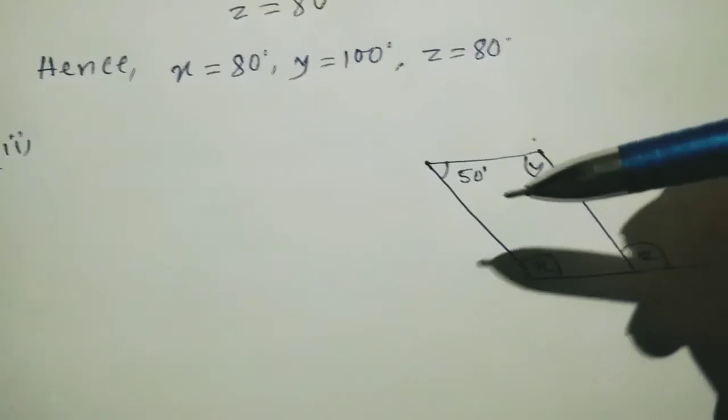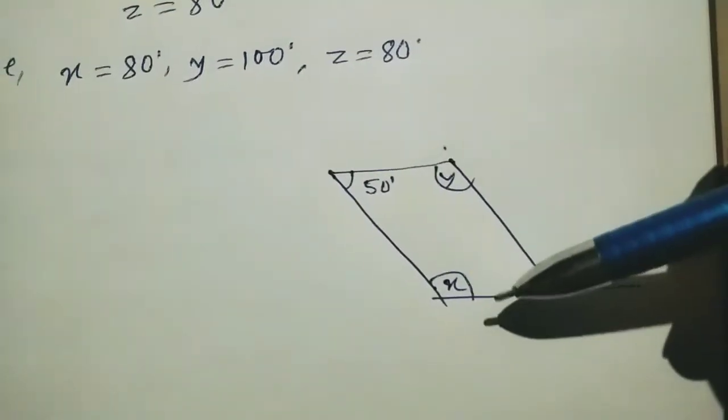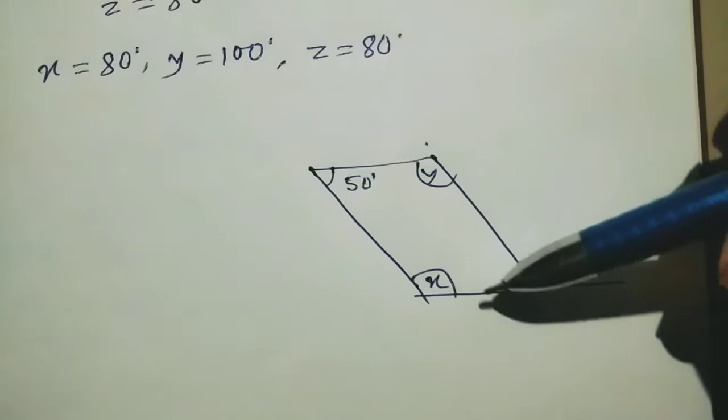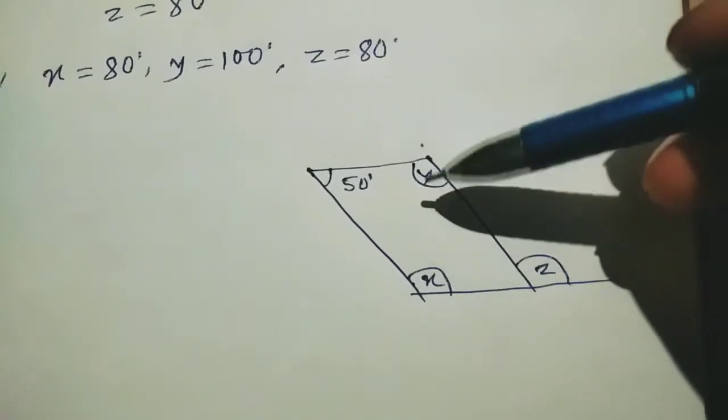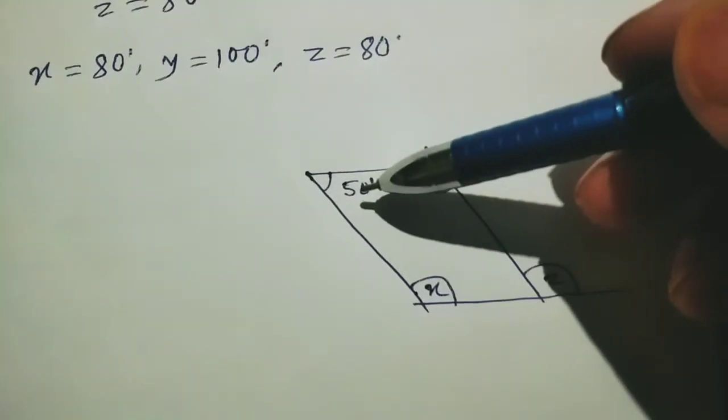Now let's do question number 2. So students, in question number 2, you can see this is a parallelogram, and this line is parallel to this line. So you have to find the x, y, z value. So here 50 degree given.